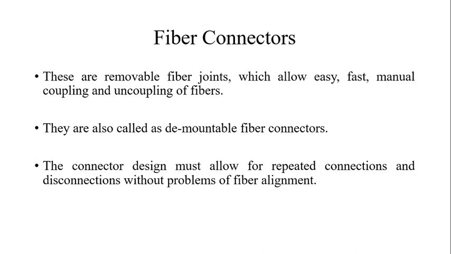If a fiber alignment problem occurs, what happens? The losses will be more. So we have mechanical misalignment losses, which are of three types: longitudinal, lateral and angular alignment losses.